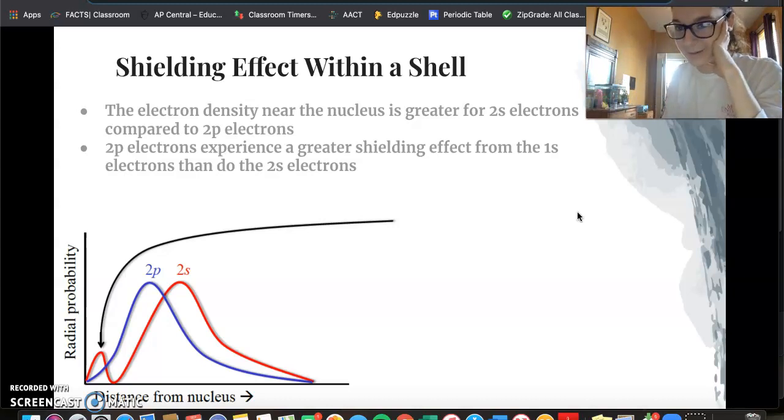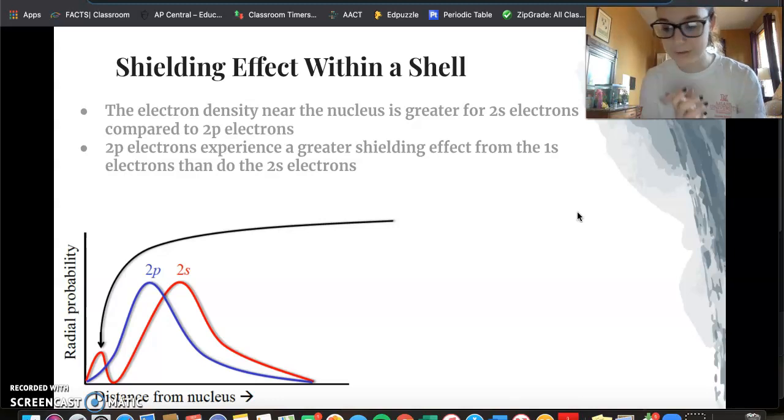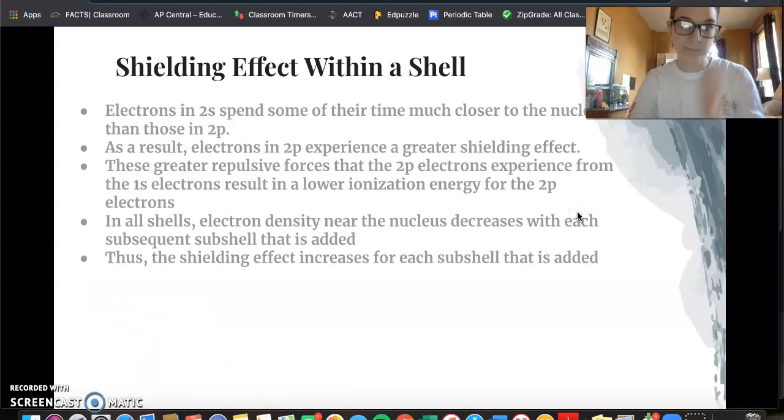So that might be hard to wrap your brain around. But remember, 2s, or really any s electrons, is going to have a higher probability of spending more time in close proximity to the nucleus than those in a p shell. So because of this, the overall shielding effect, which is caused by the 1s, which is overall closer to the nucleus, is greater for 2p than it is for 2s. So 2p electrons are shielded more than 2s.